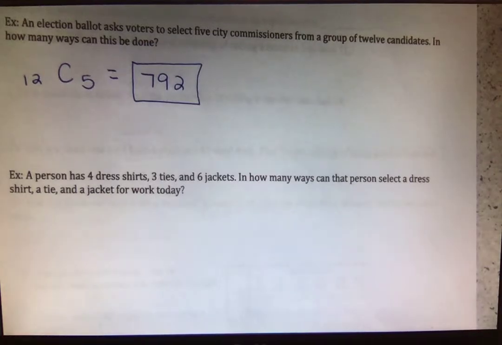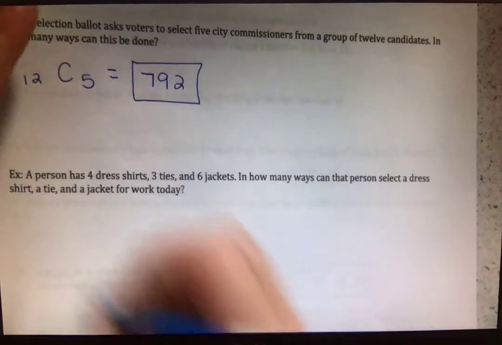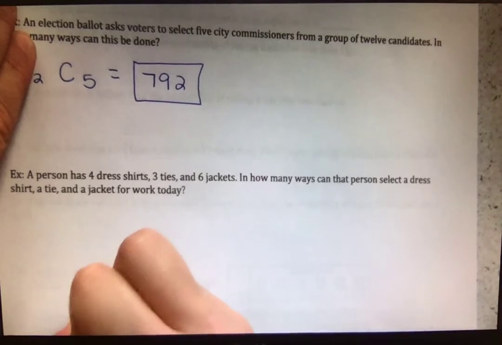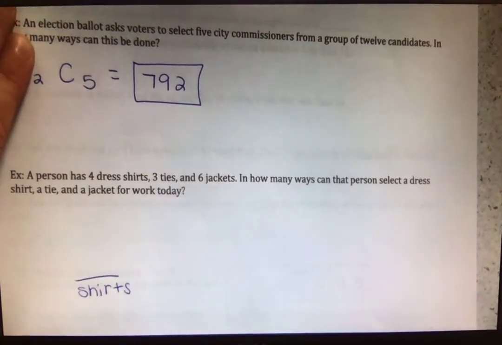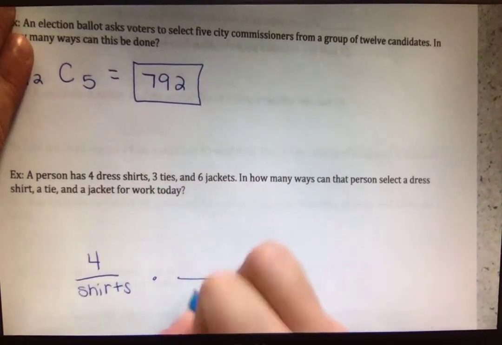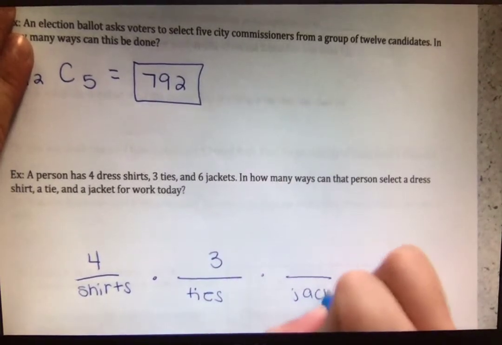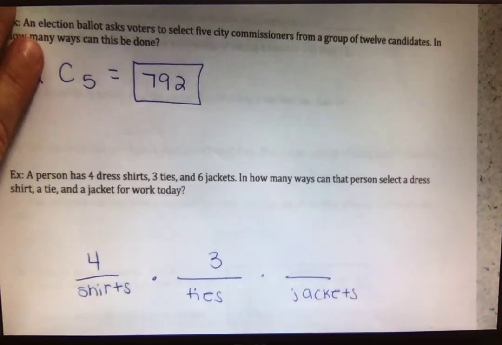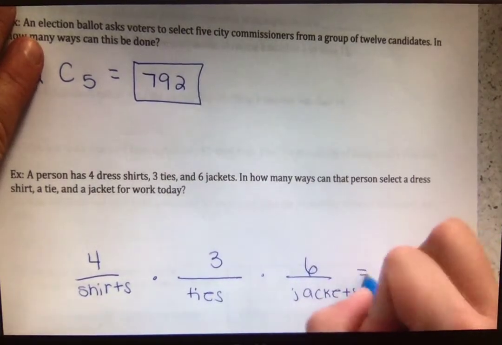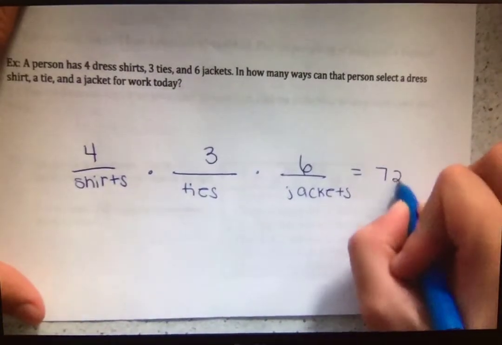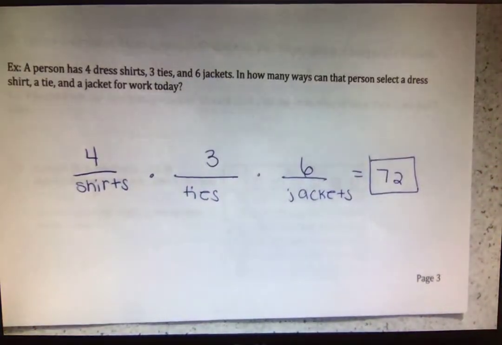Okay, so going back. How many different options do they have for shirts to pick? 4 different options. How many different ties do they have? 3. How many different jackets? 6. So how many different options do we have here? 72, thank you. 4 times 3 times 6 will give us 72 different options.